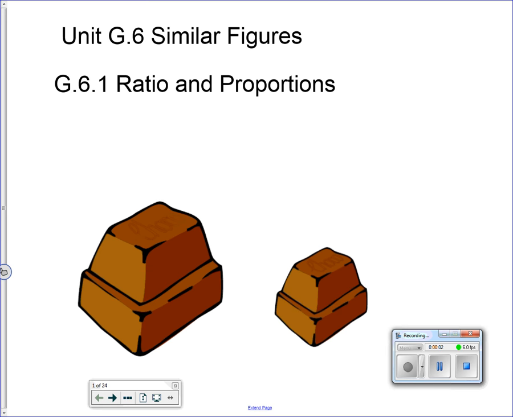Hey everybody, this is Mr. Munson. We're in Unit G.6, Similar Figures. And so we're going to look at the very first concept here called G.6.1, Ratio and Proportions. Make sure that you have your student learning map out so you can follow along with the concepts that we're going to be doing. Let's go ahead and get started.